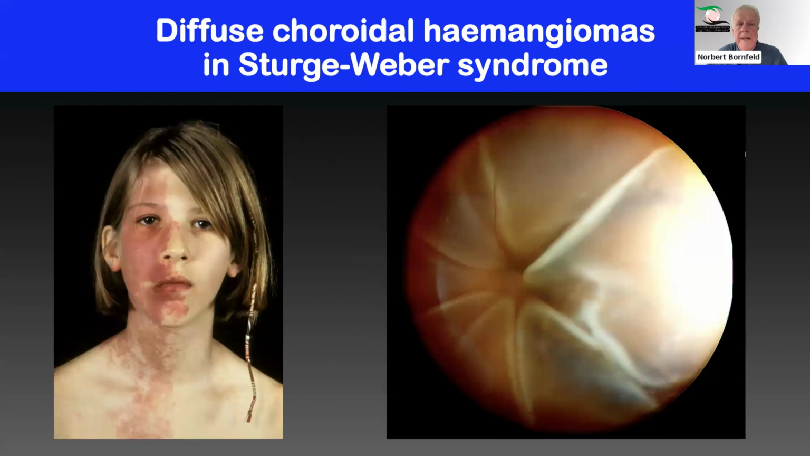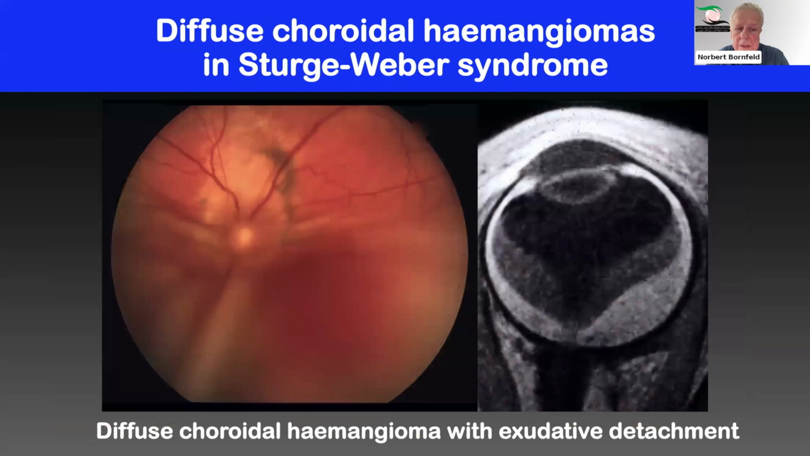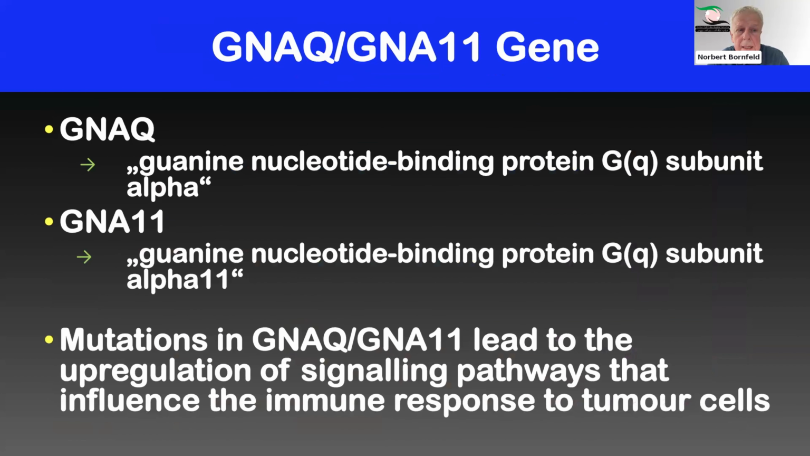This is such a typical patient with Nevus flammeus on the right side of a face, and diffuse hemangioma of the choroid in Sturge-Weber syndrome. That's another patient with such a diffuse choroidal hemangioma. In the MR imaging on the right, you see that the hemangioma is just extending through the whole choroid, and this patient has a very bad secondary glaucoma, and of course a loss of vision because of the exudative, in some patients, total exudative retinal detachment.